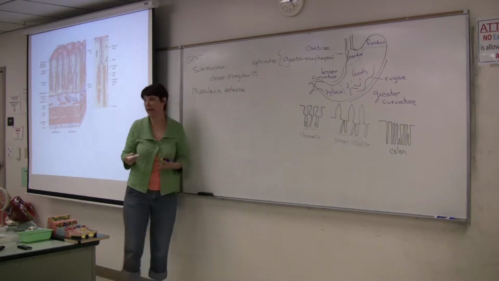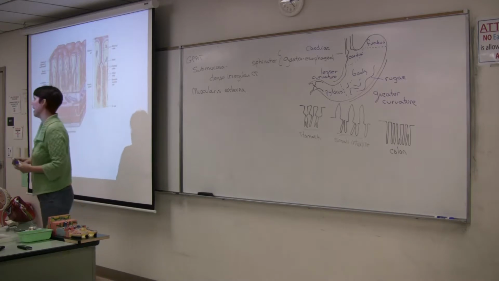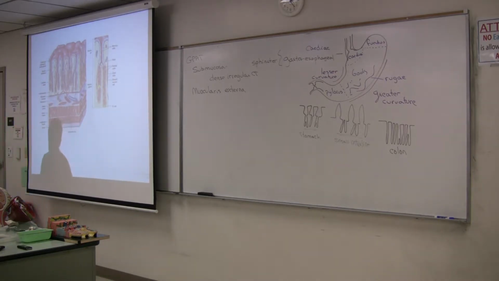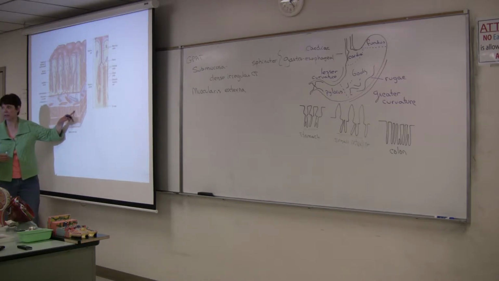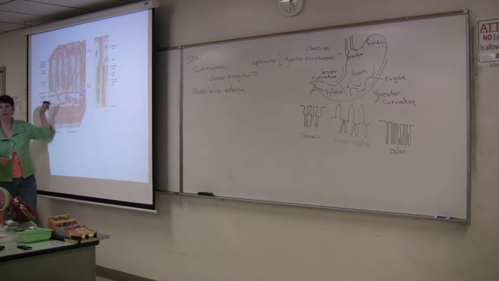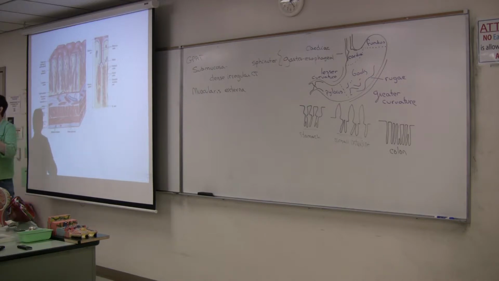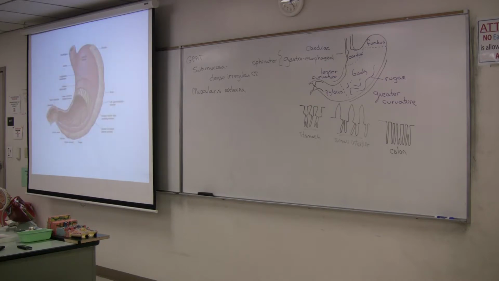Our typical pattern was an inner circular and an outer longitudinal layer. In the stomach, we add a third layer. So here's our inner circular, here's our outer layer, and then we have an innermost oblique. Because the stomach functions in primarily mechanical digestion, and just a little bit of chemical, that oblique layer provides a twisting motion for the activity of the stomach.